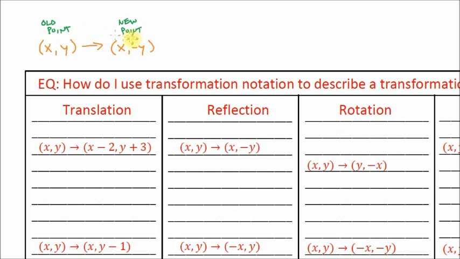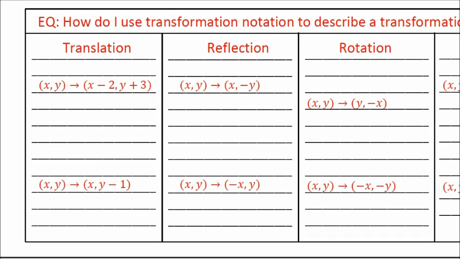So let's take a look at what happens here. x and y become x, negative y. That means our x value didn't change, and our y value just flipped signs. So this is what transformation notation means. It's a way to describe a transformation in a coordinate plane. So let's take a look at a couple examples of this.